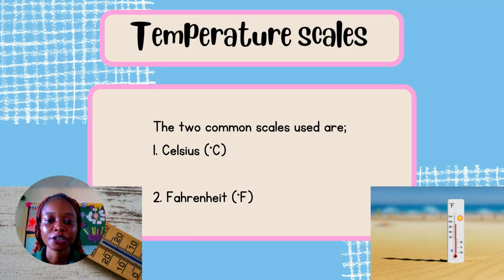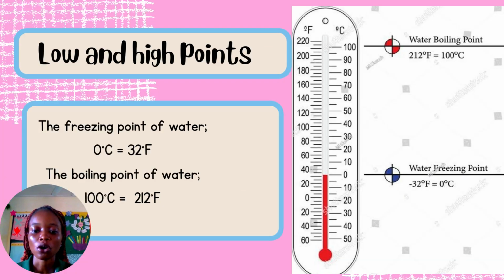Now, I want to look at temperature scales. We have two common scales used in temperature, although we have three. We have the Celsius scale and the Fahrenheit scale. We also have a third one, which is the Kelvin scale, but for this class, I'm going to be mainly focusing on the Celsius scale and the Fahrenheit scale. Now we're going to be looking at the various points in temperature.